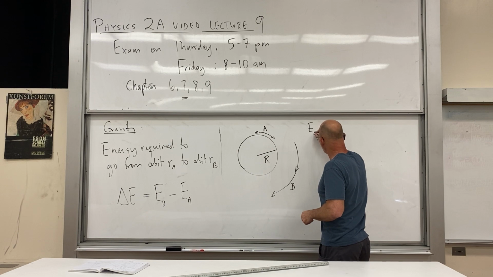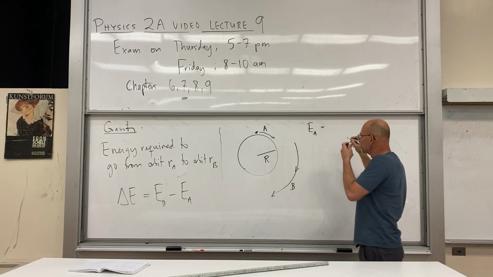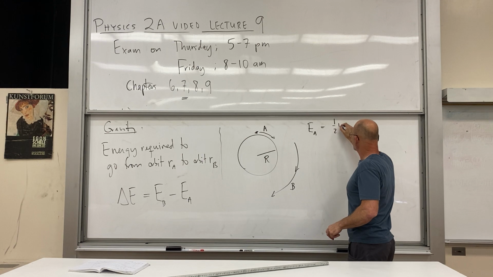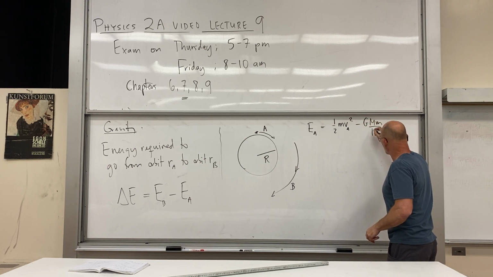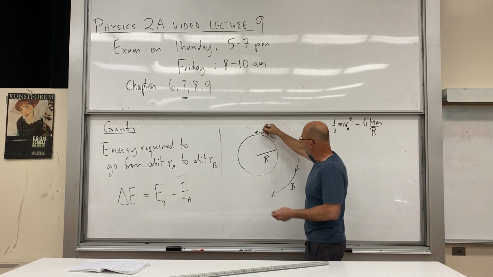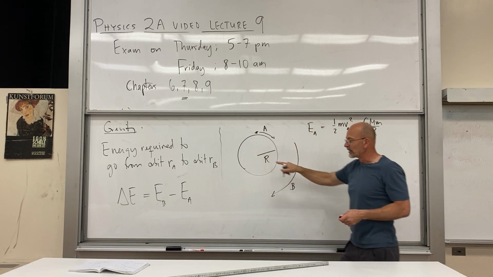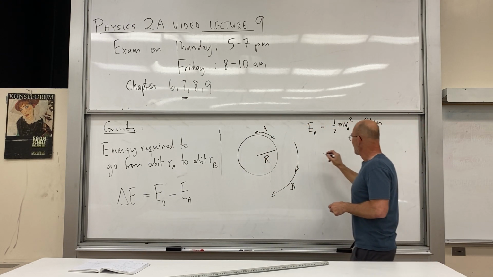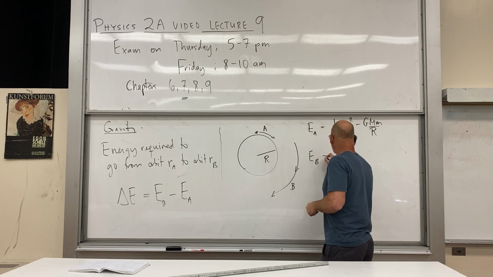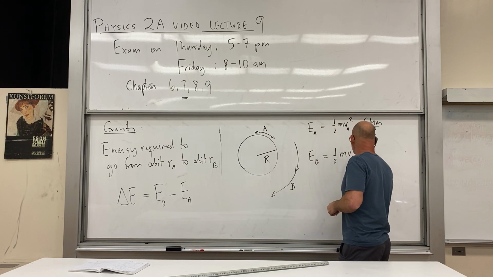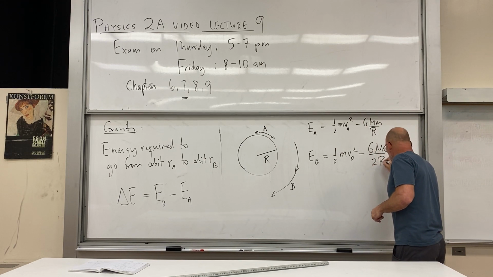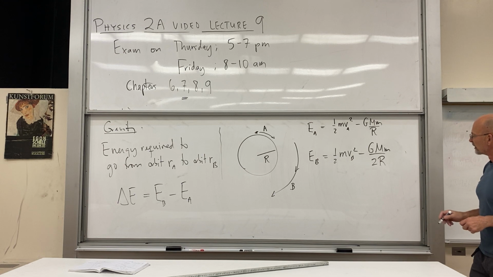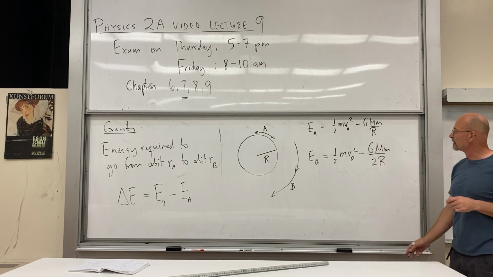Okay? So E sub A is equal to 1/2 m v sub A squared minus G M m over R. Because since it's a near Earth orbit, we can identify the orbital radius with the radius of the Earth. And E sub B is equal to 1/2 m v sub B squared minus G M m over 2 times R. So now I'd have to take the difference of those two.